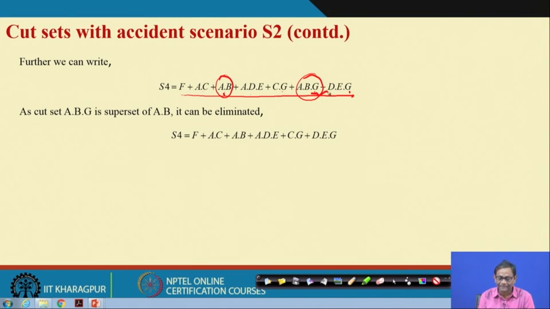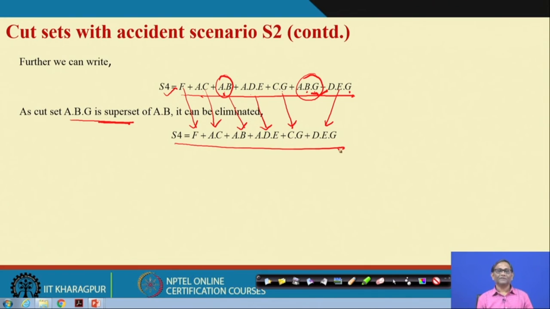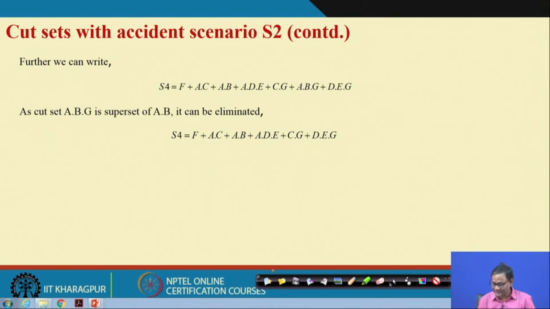It is not required. Similarly, maybe DEG, DEG A C, okay, I think others are not there. So ABG will not be required. This becomes F, this AC, AB fine, ADE fine, CG fine, this is not required. DEG is coming. So that is basically the resultant cut set for S4, sequence 4. This is what is linking cut sets with accident scenario.